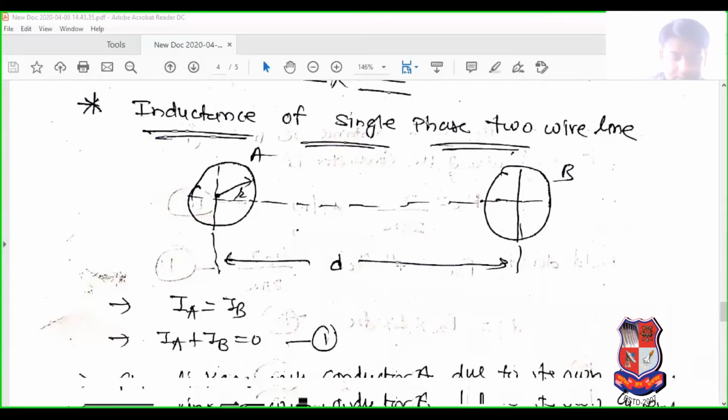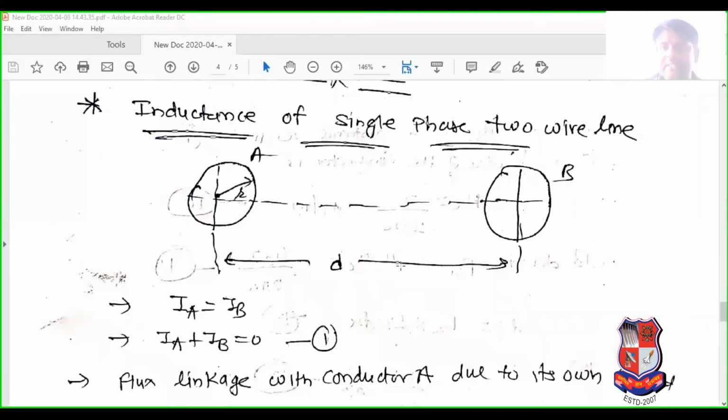Again I repeat, a single phase line basically consists of two parallel conductors, right? These two parallel conductors form a rectangular loop which forms a single turn, right? When AC flows through this loop, a changing magnetic flux is set up. This flux links with the loop, and this loop possesses some inductance property.